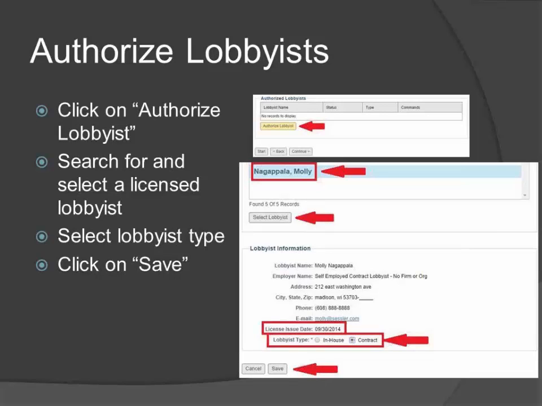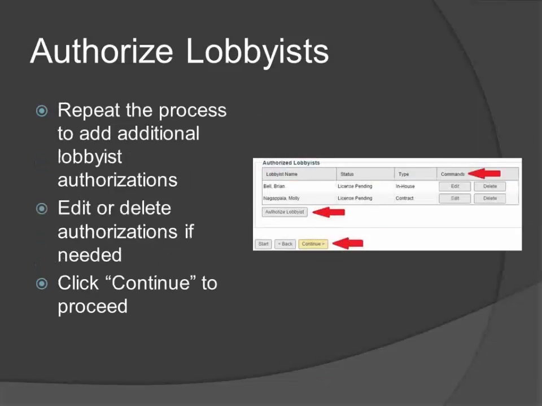Repeat the process to add additional lobbyist authorizations. The Commands column allows you to edit or delete authorizations if needed. After you have added each lobbyist you wish to authorize, click on Continue to proceed. Fees for lobbyist authorizations are discussed in a separate webinar as well as displayed on the Eye on Lobbying website.